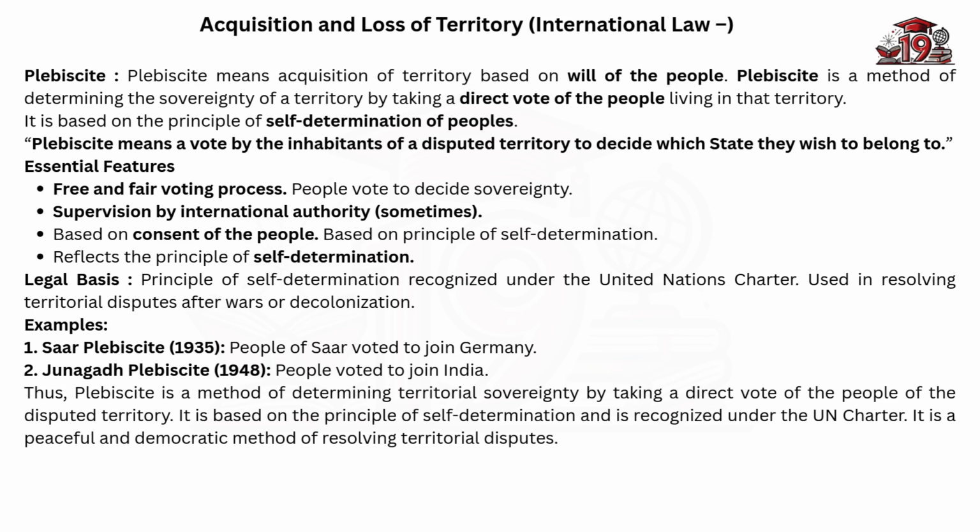Examples: 1. Saar plebiscite, 1935: the people of Saar voted to join Germany. 2. Junagadh plebiscite, 1948: the people voted to join India. Thus, plebiscite is a method of determining territorial sovereignty by taking a direct vote of the people of the disputed territory. It is based on the principle of self-determination and is recognized under the UN Charter. It is a peaceful and democratic method of resolving territorial disputes.